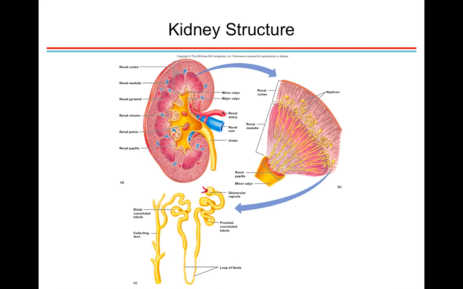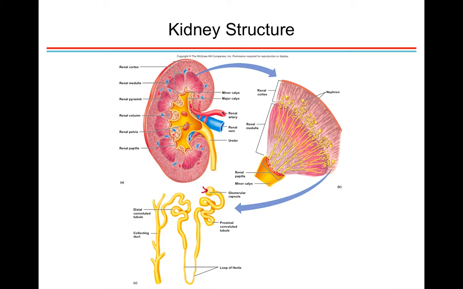So if we take a closer look at the structure of the kidney, we can see the kidney has two key regions. One is the renal cortex, which I'm pointing to with the pointer, and then deeper in the kidney, we have the renal medulla. And the renal medulla is made of renal pyramids, which you can see, these triangular structures, and also renal columns that are in between the renal pyramids.